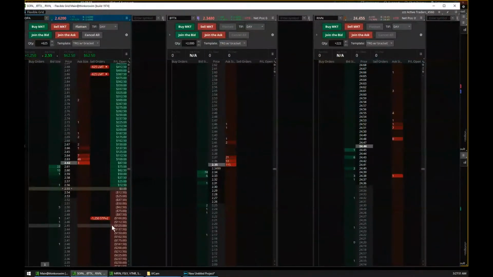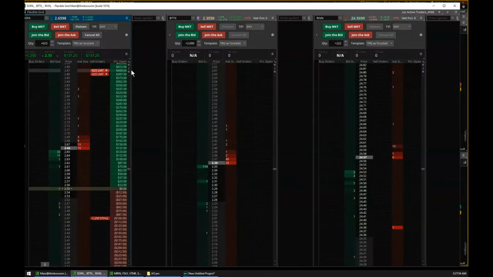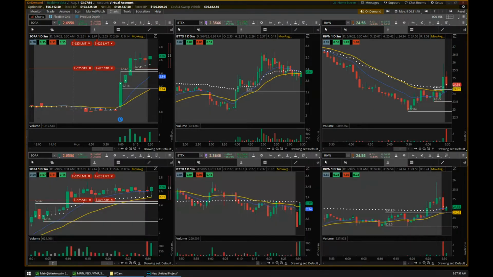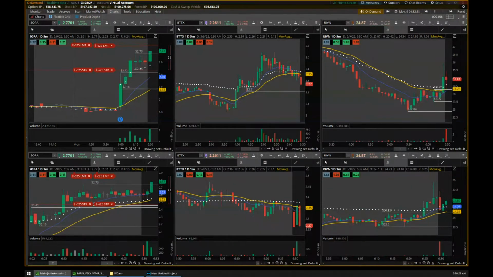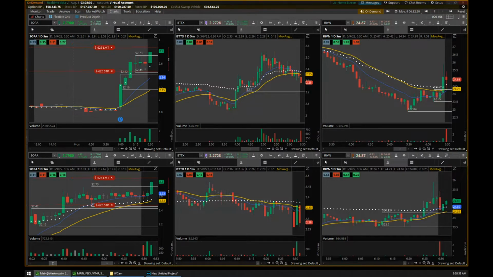I can show you. I'm not expecting to make 400 on this. A break through the highs would be nice. We'll see here. If we get a break through the high, I might sell half and hold the rest to see what happens. There we go. Out half right there.